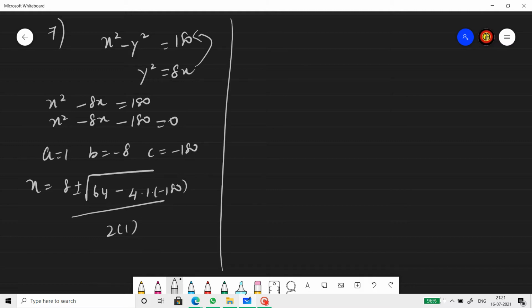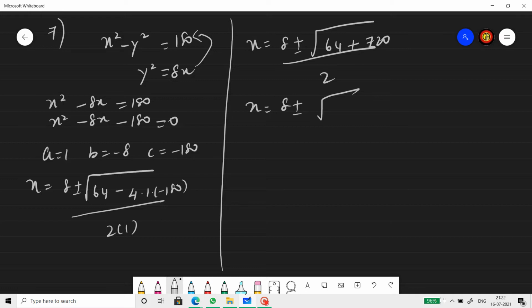So we get x is equals 8 plus or minus root over 64 plus 180 into 4. That means 720 by 2. So x is equal to 8 plus or minus root of 720 plus 64, that is 784 by 2. Now we need to find the square root of this number and then add it with 8 and do it by 2.